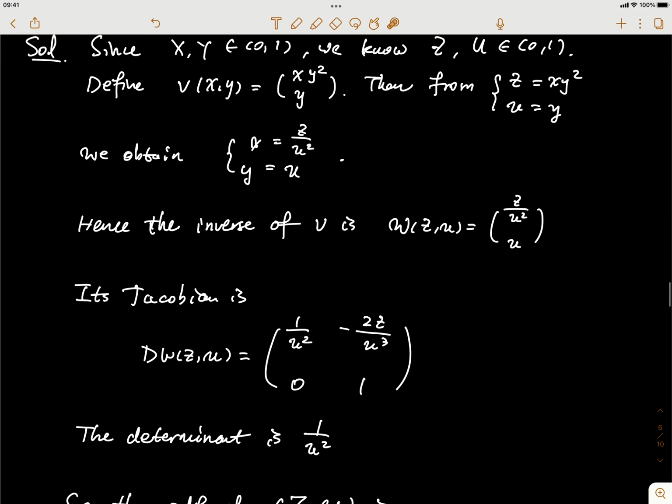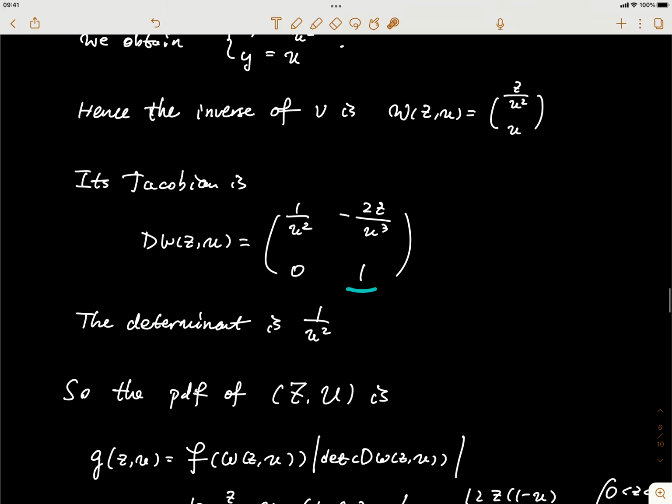Now compute the Jacobian. The Jacobian is just taking the derivative of this with respect to Z, which is what I got here, and then the derivative with respect to U, and that's how I got this here. Similarly, we take the partial derivative of the second component with respect to Z, that's 0, and with respect to U, that's 1. So that's the Jacobian matrix, and taking the determinant of this Jacobian, I get just 1 over U squared.